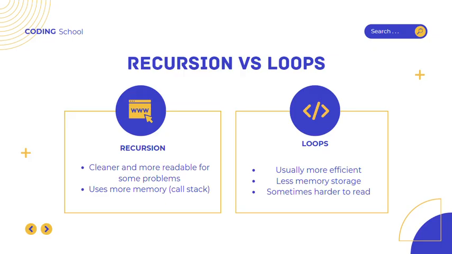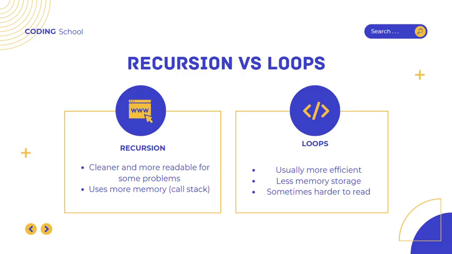Another common issue is not reducing the problem size, which can cause a stack overflow and crash the program. You should be using recursion when the problem naturally repeats itself, like navigating folders or processing trees. If performance is critical and the recursion gets very deep, a loop might be the better option.